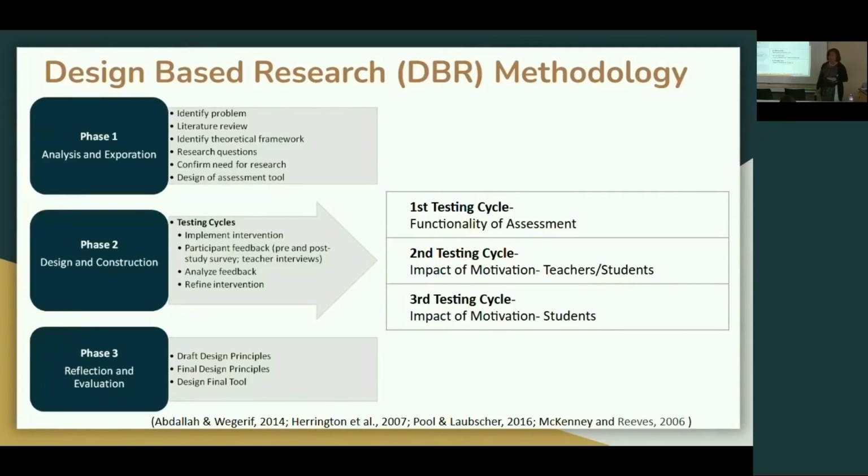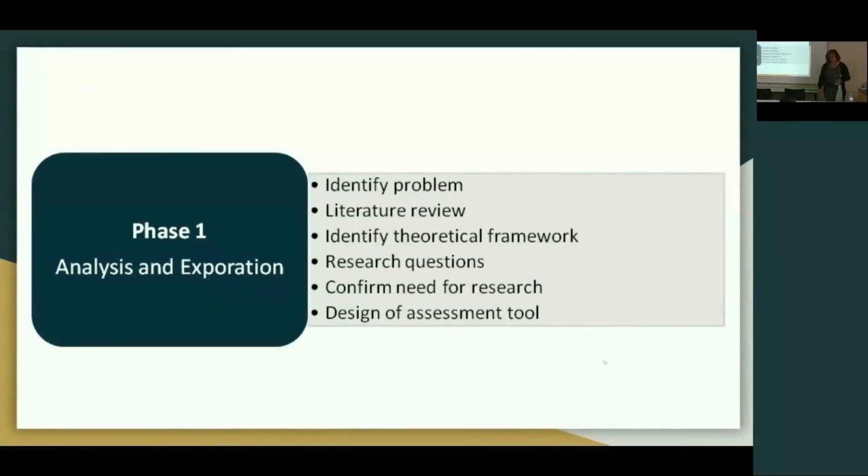And the first phase starts with understanding the theory and how we can develop a solution to solve the problem. And then the second phase is really the testing of the solution through different iterative cycles of testing. And then the third phase is all about design reflection and design principles that can be transferable and used. And so I'm going to take you through each of these phases.